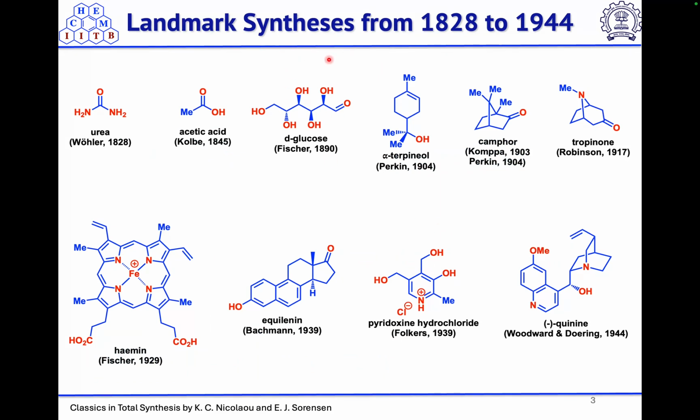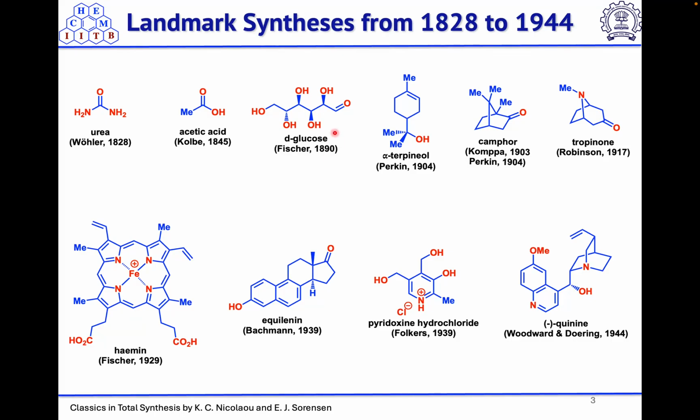I will show some landmark syntheses from 1828 to 1944. As I discussed last week, urea was the first synthesized organic molecule, and it was synthesized by Friedrich Wöhler in 1828. Then acetic acid, which all of you know, was synthesized by Kolbe in 1845. Now Emil Fischer, who is famous in sugar chemistry, also synthesized glucose in the 1890s.